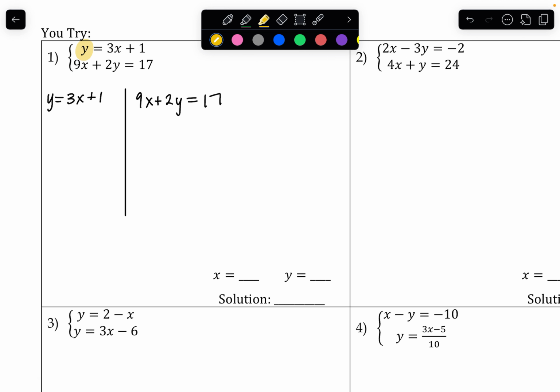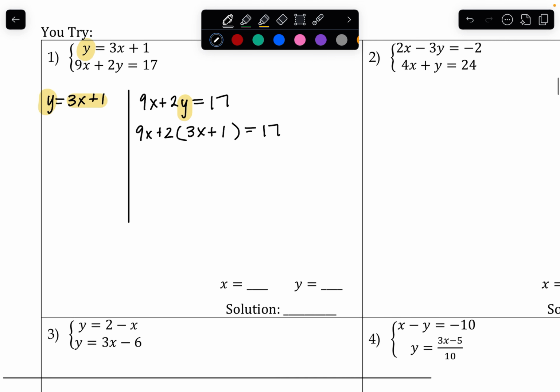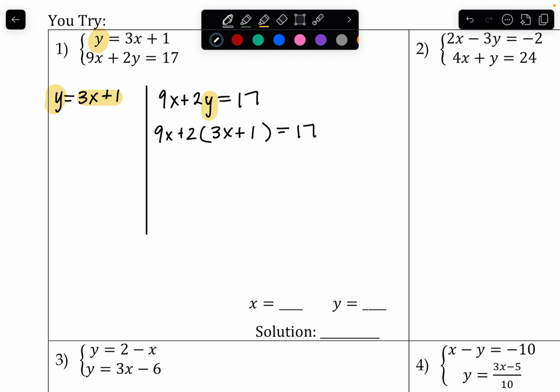Okay, and so identify which player is getting subbed out of the game. Y is getting subbed out of the game. It says y equals, and here he is in the game. And so after you realize he's the one getting subbed out, go ahead and take him out of the game. Leave him a blank set of parentheses. And then now we're going to put his sub, 3x plus 1, into the game. Kind of like in a sport, basketball or volleyball, you sub out a player. That's what we're doing. We're subbing out y, and his sub is 3x plus 1. Now I have a one variable equation.